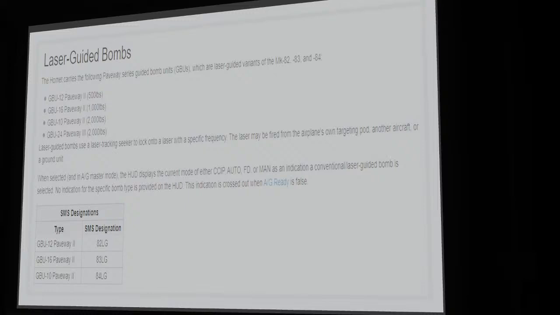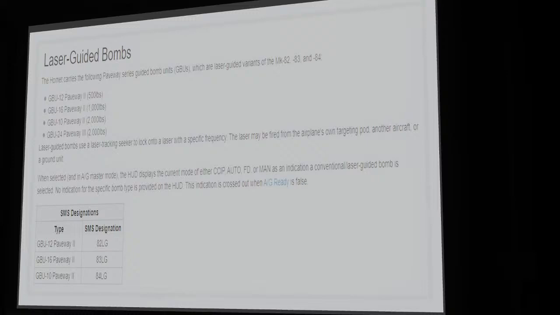Alright, laser guided bombs. The Hornet carries the following Paveway series of laser guided bomb units, which are the variants of Mark 82, 83, and 84. GBU-12, Paveway 2, is a 500 pound, 16 is 1,000, 10 is 2,000, and then 24 is a Paveway 3 at a 2,000 pound bomb. Laser guided bombs use a laser tracking seeker to lock onto a laser with a specific frequency. This laser will be fired by the airplane's own targeting pod, another aircraft, or a ground unit.